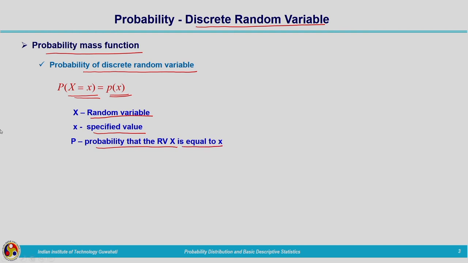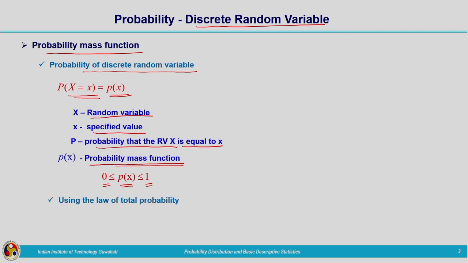Capital P is representing the probability corresponding to that specified value, and small p of x is representing the probability mass function, which relates the value of the random variable and the respective probability related to that particular value. That is represented by means of the probability mass function in the case of a discrete random variable. This p of x will be within the range of 0 and 1. The maximum value of probability will be equal to 1, so p of x ranges within 0 and 1. Now, using the law of total probability, we can write the formula like this: sigma i equal to 1 to capital N, p of x i is equal to 1.